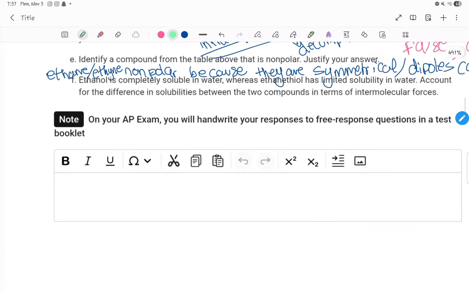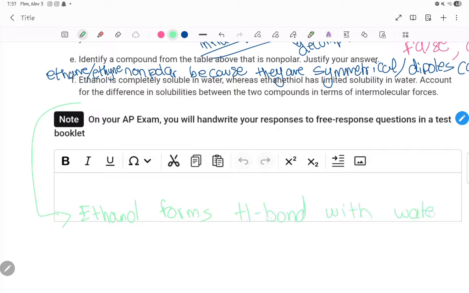So to write our answer, I'm going to write it in here. We can say that ethanol forms hydrogen bonds with water, unlike this thing that I cannot say its name.